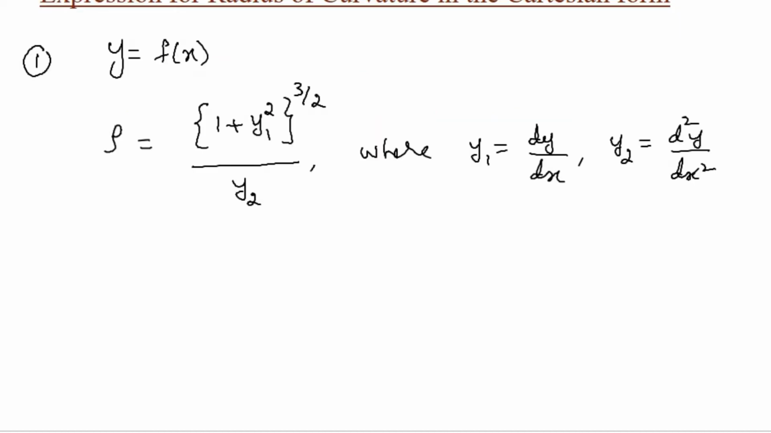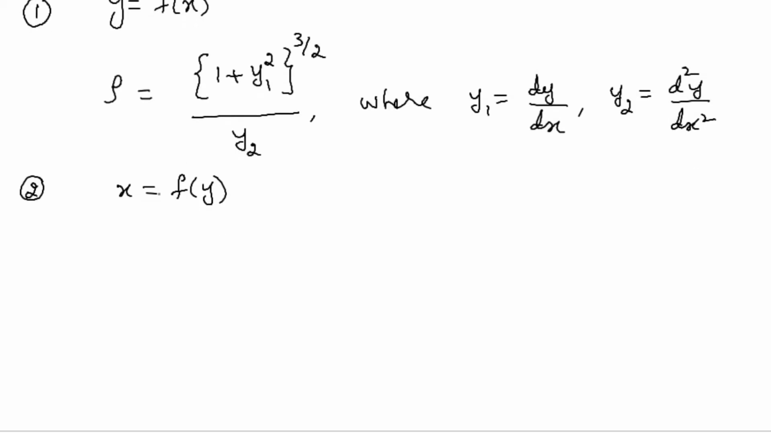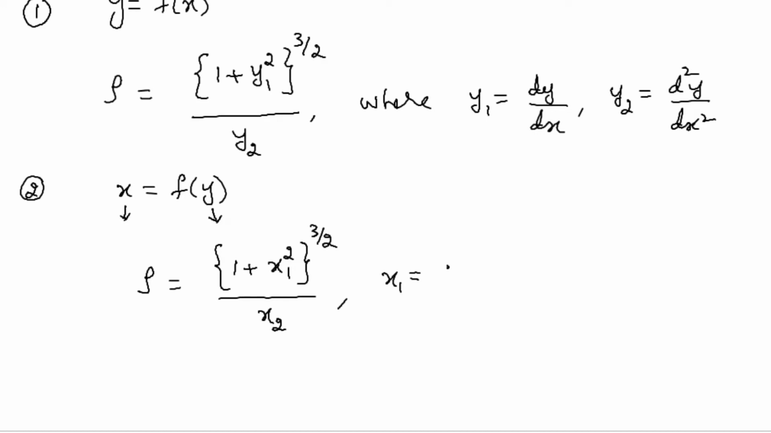So we have seen the radius of curvature for the curve y = f(x). Similarly, suppose the curve is in the form x = f(y). In that case we can write the radius of curvature as rho = (1 + x1 squared) to the power of 3/2, whole divided by x2. Here y is the independent variable, x is the dependent variable. So in this case the value of x1 will be dx/dy.